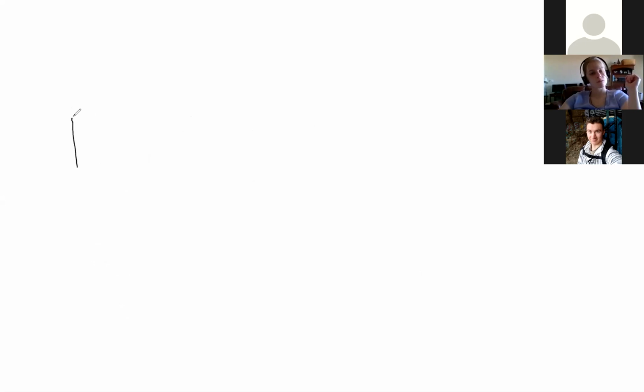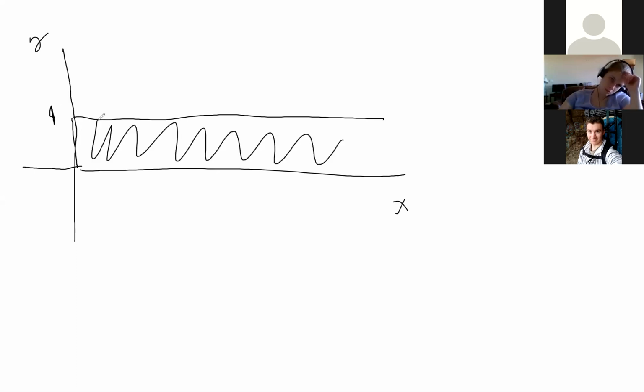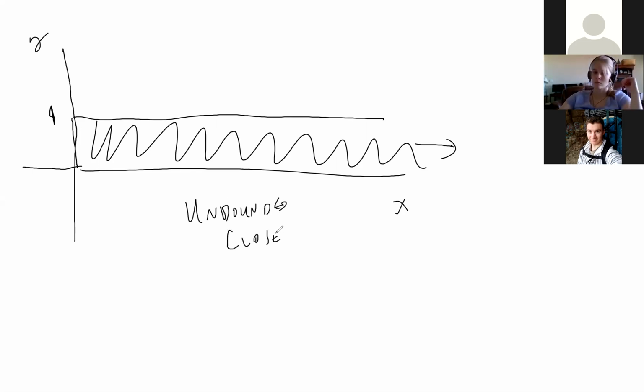What happens if I drew a strip like this? So here's the XY axis, and I said I want everything between 0 and 1 for y, all the way out. This one is definitely unbounded because you can't draw a circle around it. It keeps going over and over. But at the same time, the weird part is it's closed, because it does contain the boundary. It's infinite fencing, but it does contain the boundary.